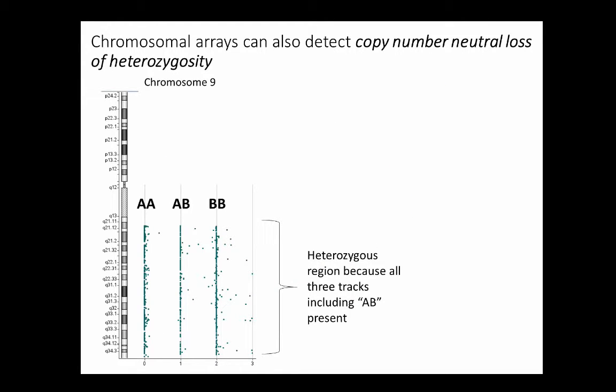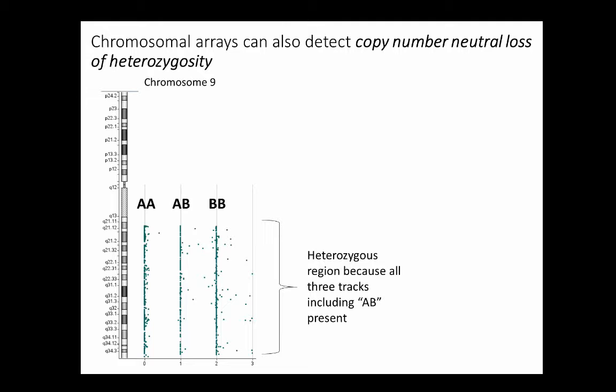In addition to copy number changes, we also have a second type of abnormality we can detect by array, which is known as copy number neutral loss of heterozygosity. So it's copy number neutral because we still have 2 copies, but we have loss of heterozygosity because instead of those 2 copies being unique copies, we have 2 of the same copy.